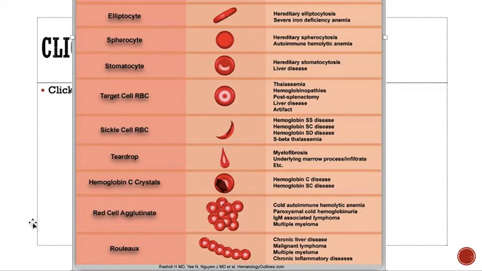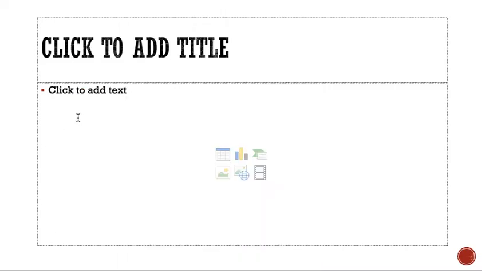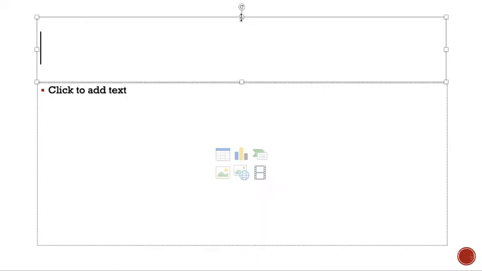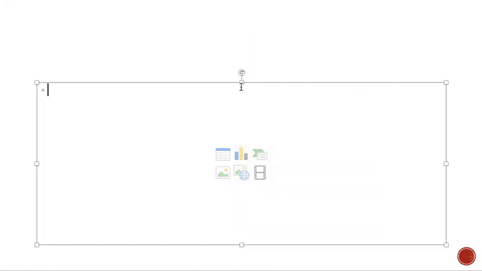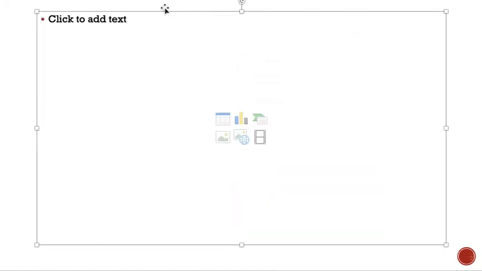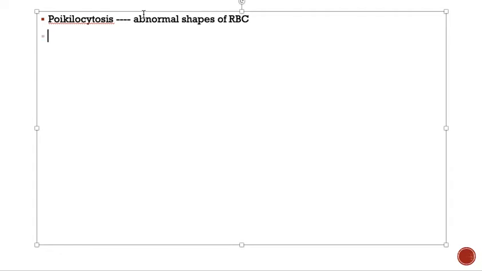Okay. Other than this, guys, there are a few terms which maybe you know before, because they are so common and so basic. We study them at the start. You will find this term in the books: poikilocytosis. So what is poikilocytosis? It is simply abnormal shapes of RBCs. Okay, we call it poikilocytosis.